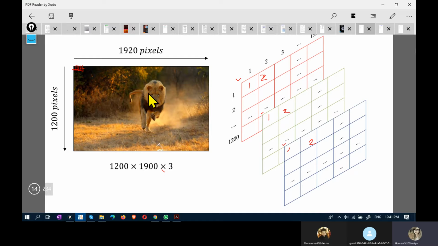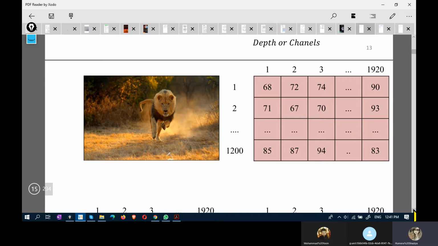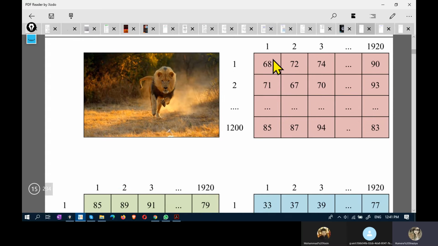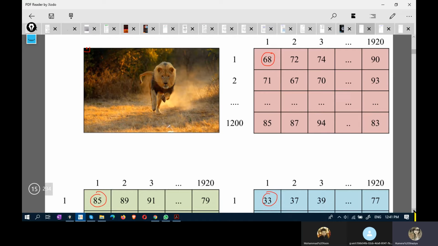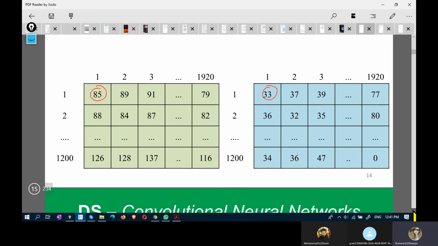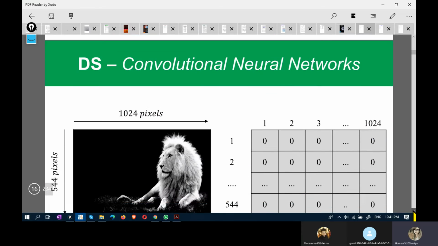Because it has 3 channels, red, green, blue, you can see it is a color image. Red has value 68, green has value 85, and blue has value 33. These 3 together combine to give this pixel 1 value. Like that you have values for every pixel.